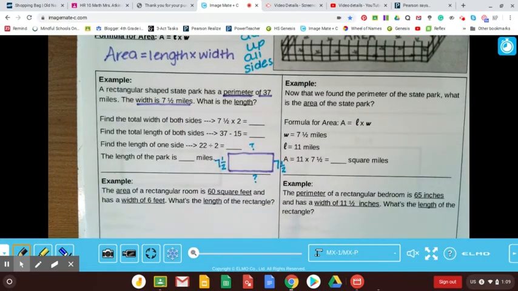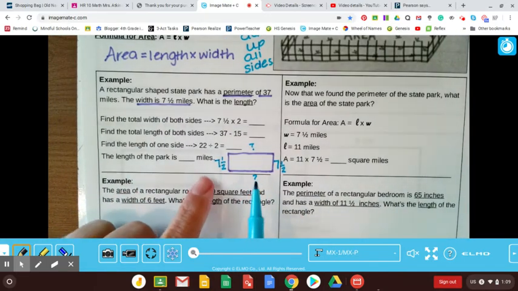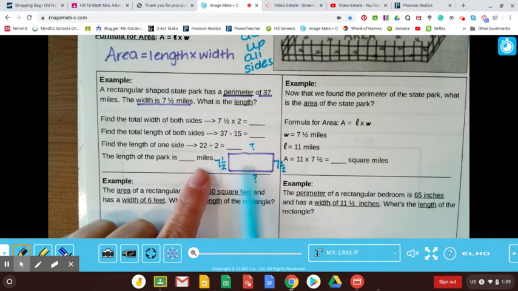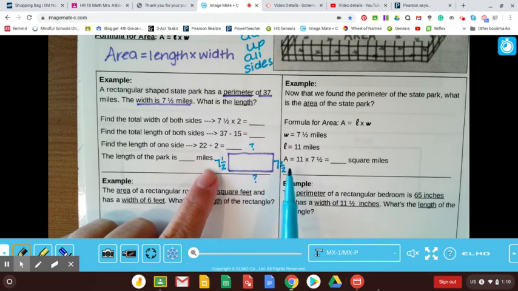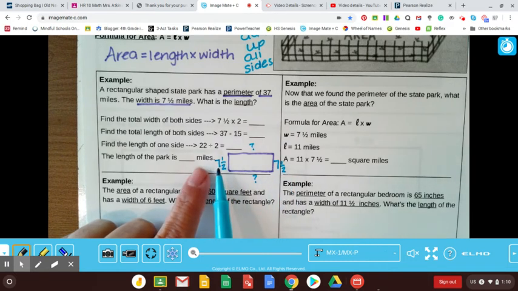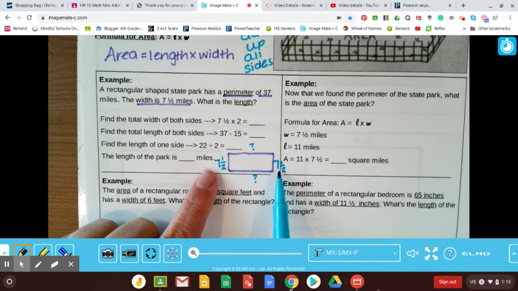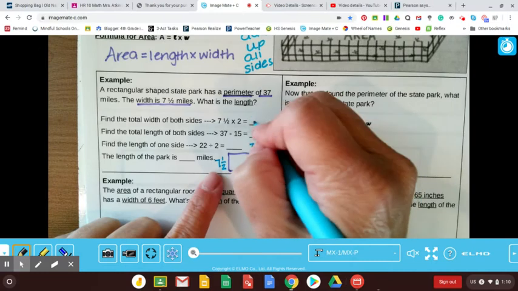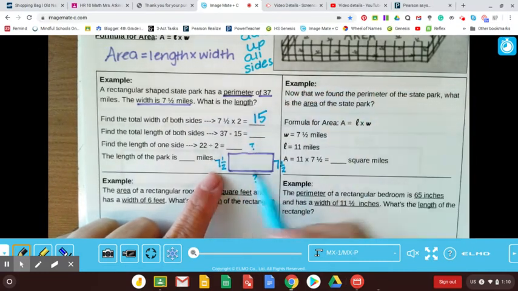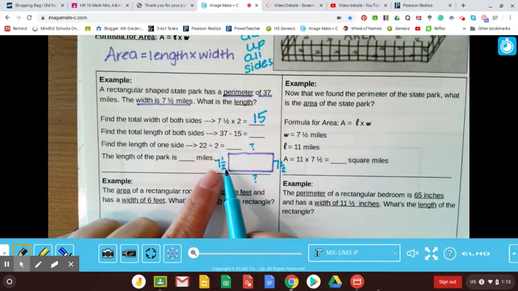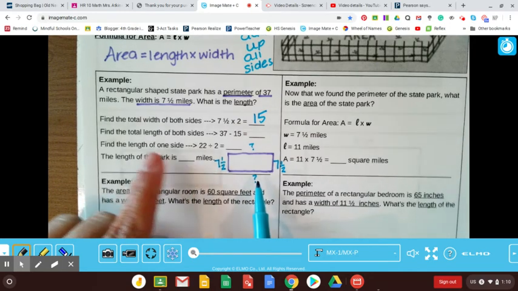All right. So the first thing that we want to do here is figure out what the widths would be added together. So I have 7.5 plus 7.5. Well, 7 plus 7 is 14, and a half plus a half is 1. So 14 plus 1 would be 15. So I know that my widths added together are 15 miles.